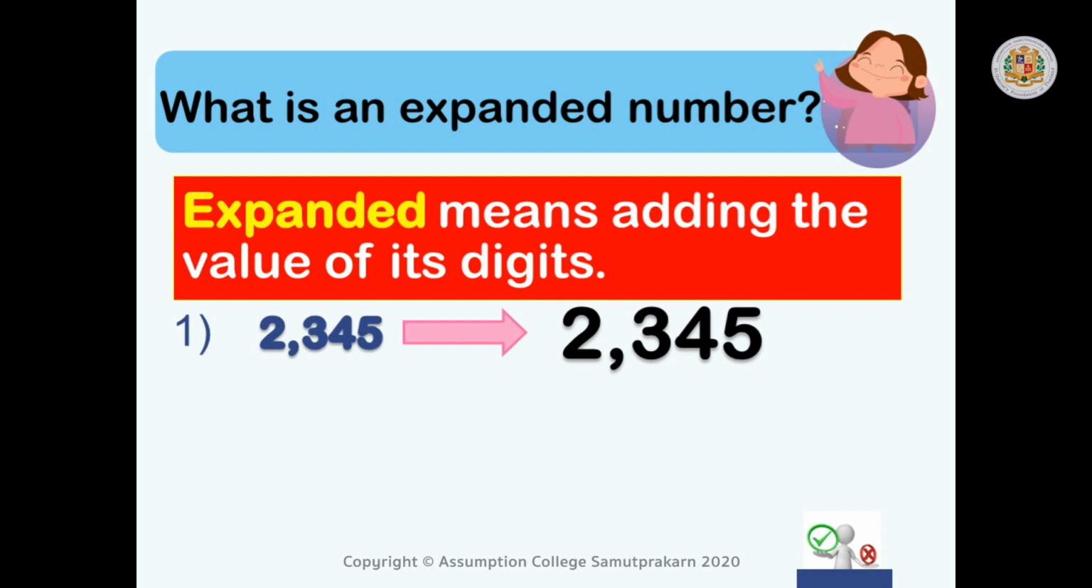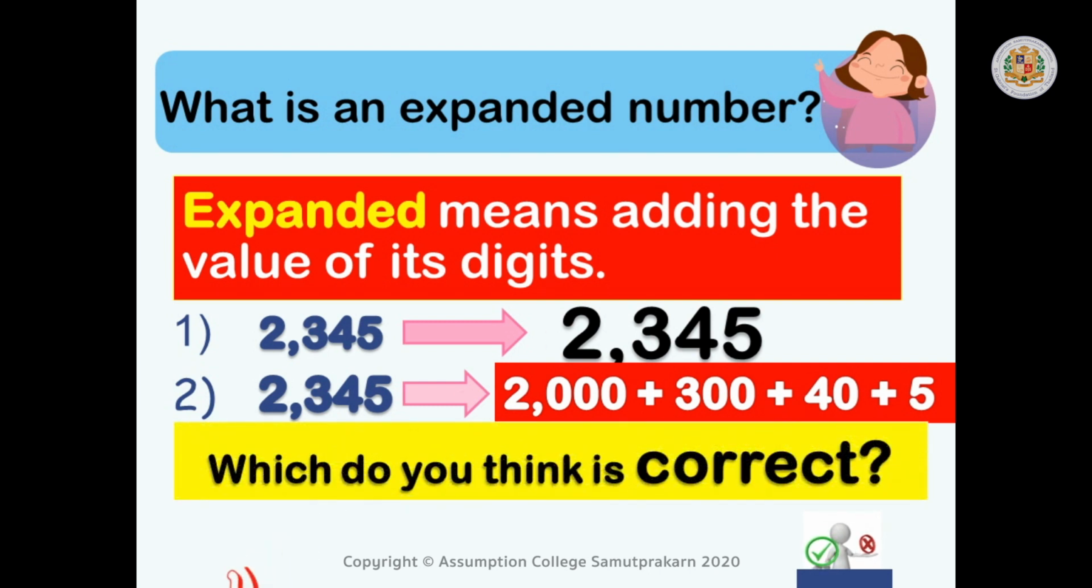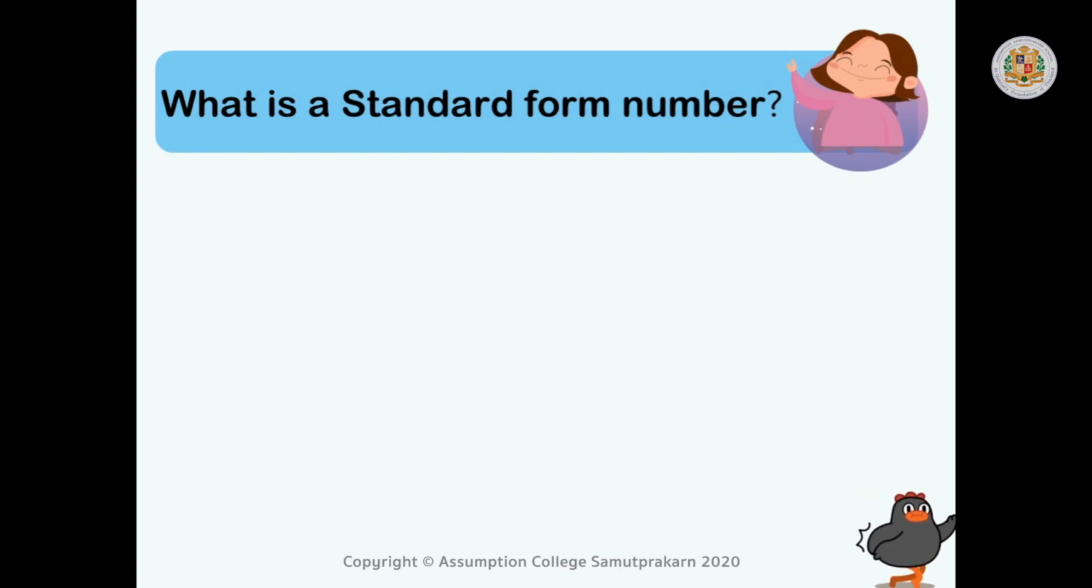I will show you two examples, number 1 and number 2. We have the number 2,345. Which one is an expanded form of 2,345? Is it 1 or 2? Choose your answer. Which do you think is correct? Yes, it's number 2.